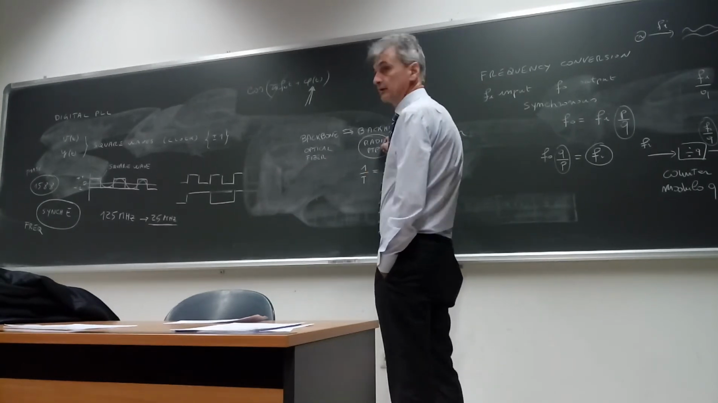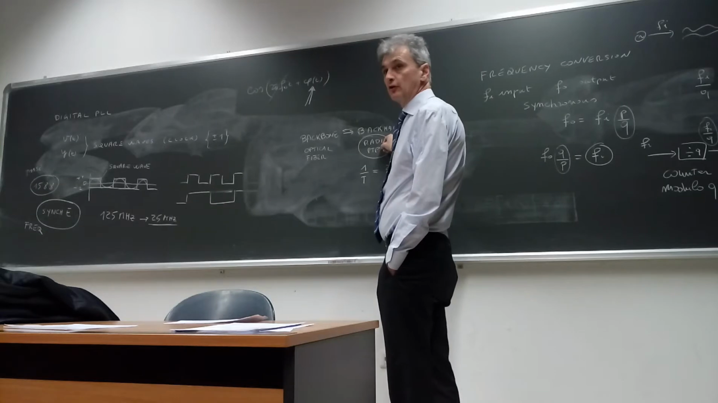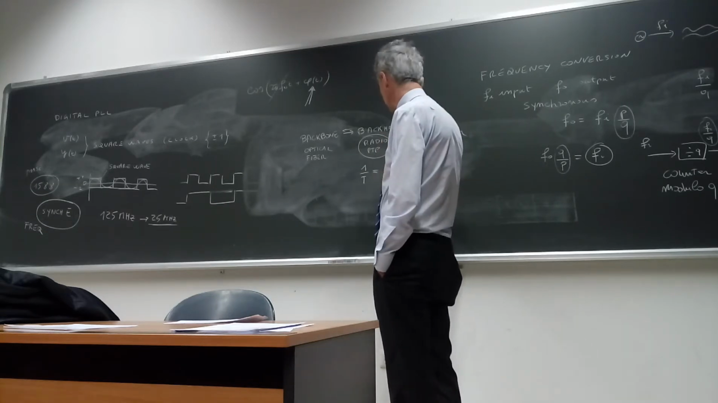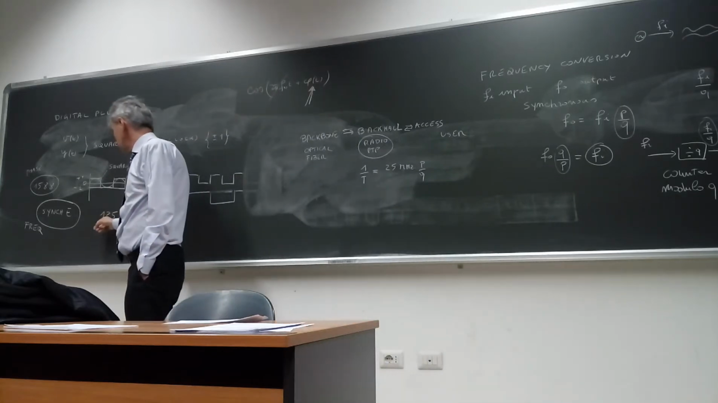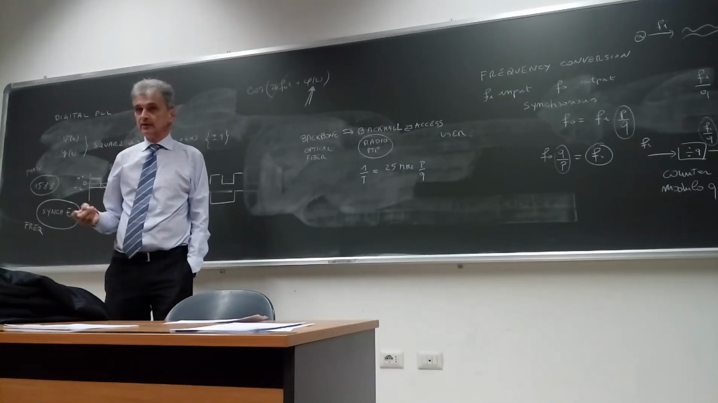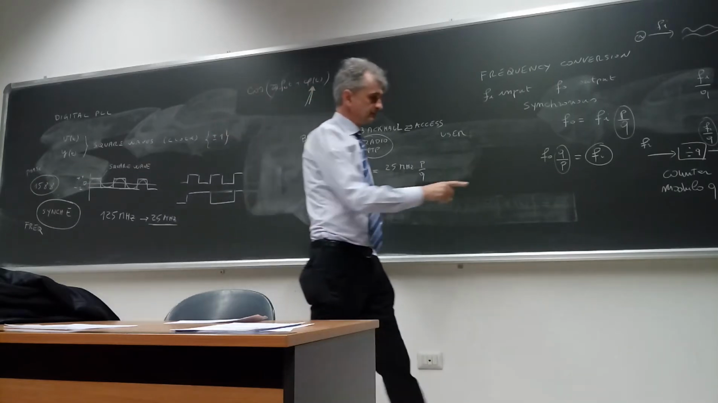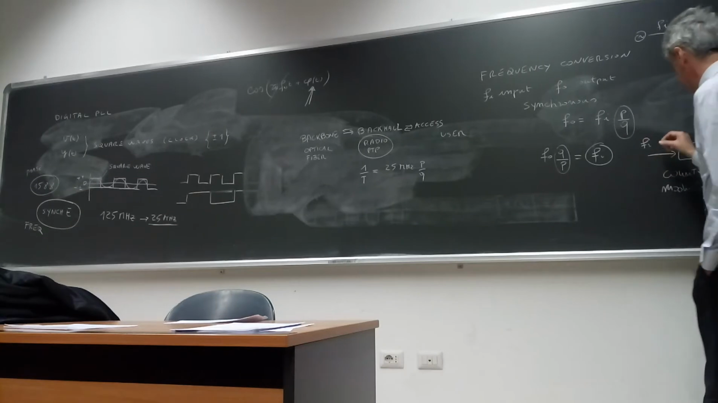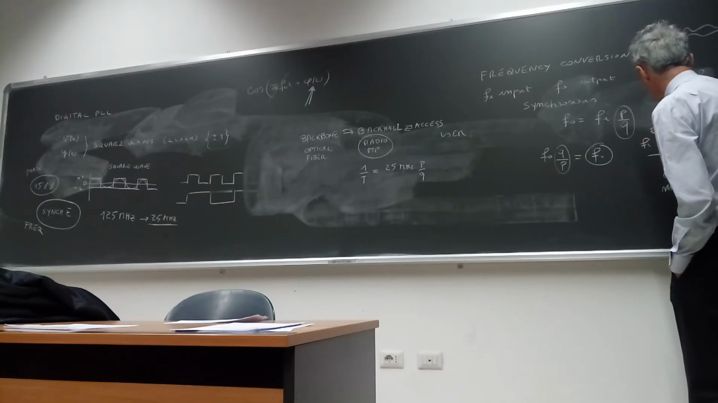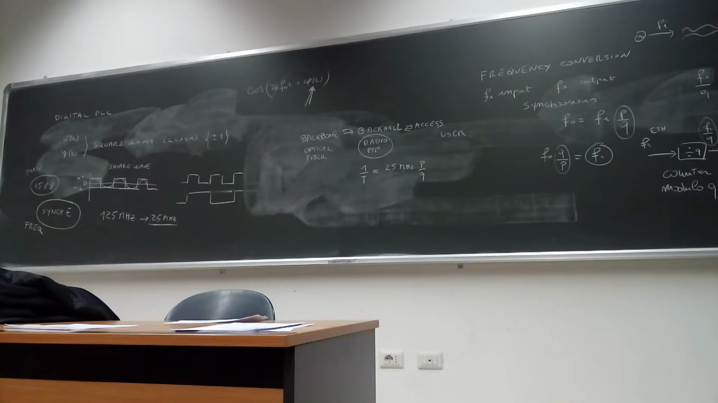Suppose that here the point-to-point radio has a clock of 100 megahertz. How can you pass from the 25 to the 100? Or from the 125 to the 100? By frequency conversion in this way. So in this case, this is the clock of the Ethernet, and this is the clock of the radio, 1 over T. The symbol repetition interval. Okay?